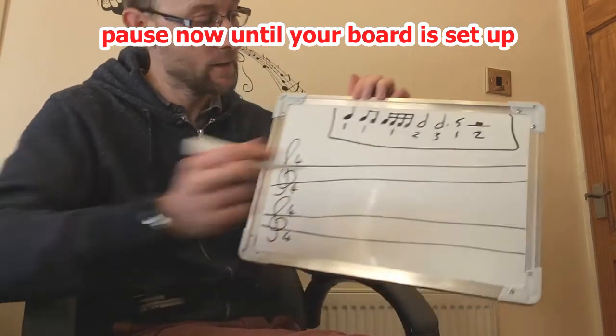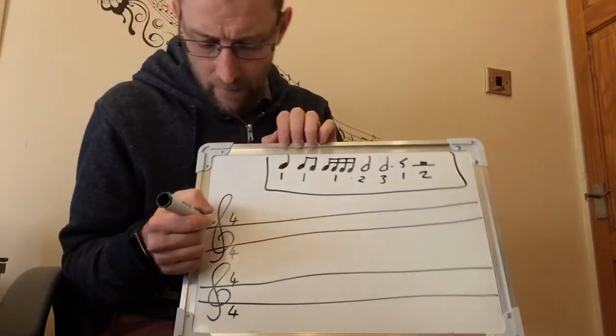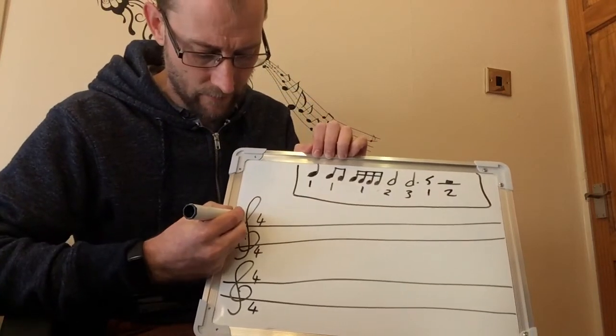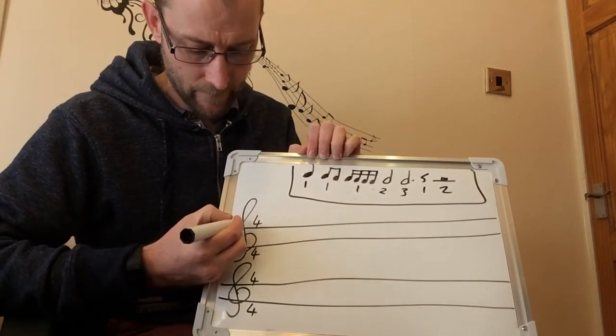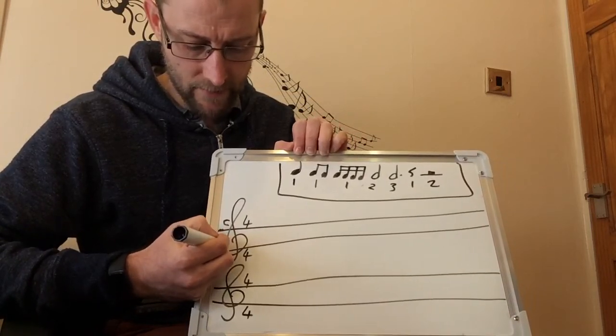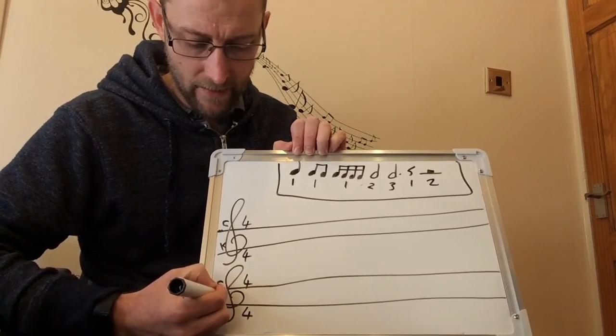Okay. So what happens is this: I am going to make this top line here. I'm going to say that this is me clapping. So I'm going to put a little C for clapping. And just here, I'm going to say that that's me going to tap my knees. So I'm going to put a K for knees. So I've got a C for clapping and a K for knees.